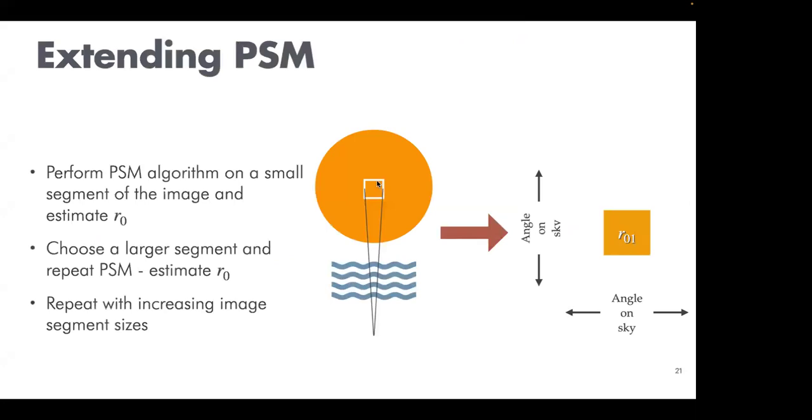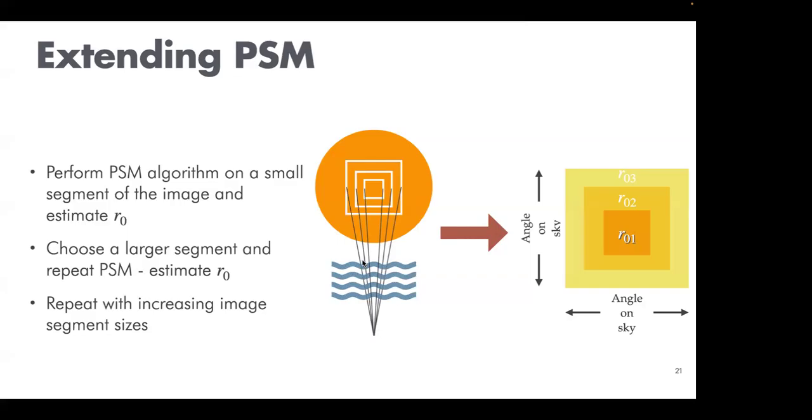So this is what the PSM did, right? It chose an image and then got an estimate of R naught. If you increase the size of the image that you're using, you're basically sampling a different volume of the atmosphere, and you keep doing this iteratively, essentially sampling different volumes of the atmosphere, and building a map of R naught as a function of field of view.